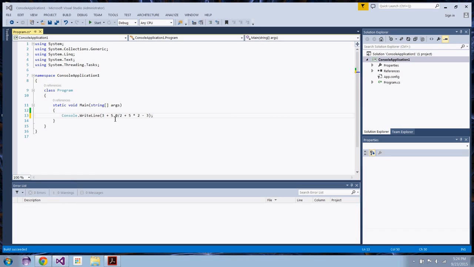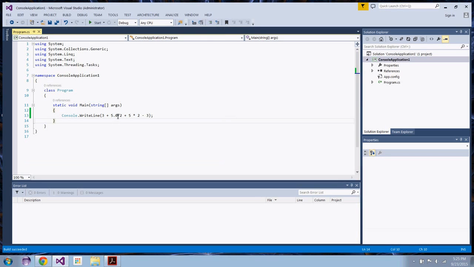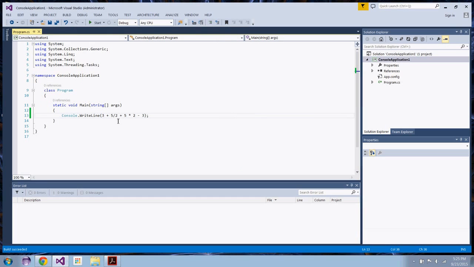Along the same line, C# is going to look at that 5.0 divided by 2 and return that particular part of the problem as 2.5, or a double, so the entire answer is going to become 12.5. However, if we go in and delete that .0, now it's going to do integer division with it, and it's going to drop the decimal. So if we run that program, we're just going to get a 12.